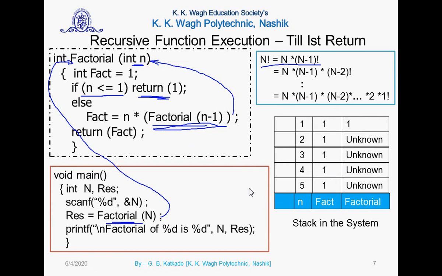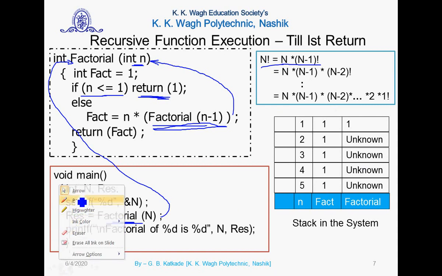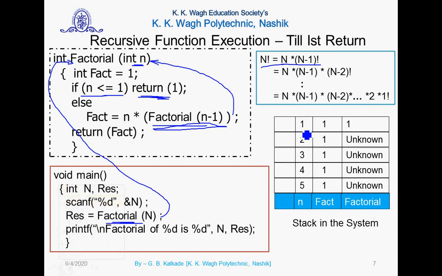So in this case n is equal to 1, and the return value is 1. The condition is n less than or equal to 1, return 1. So this return value is the value given here. That is how we are going to write it here, return 1. So the factorial value is written as 1.